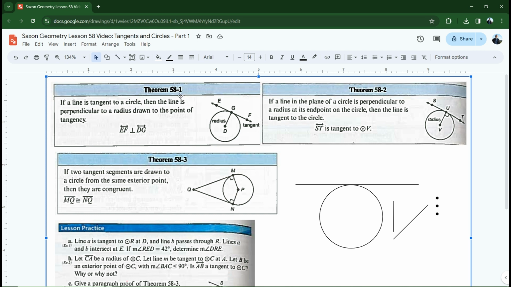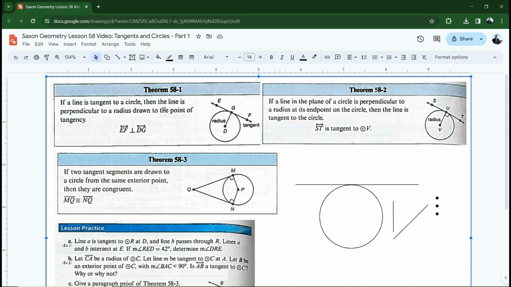That's our first theorem. Let's take a look at our second theorem and see if it's related to that one. If a line in the plane of the circle is perpendicular to a radius drawn to the edge of the circle, its endpoint is on the circle, then the line is tangent to the circle. Wait a second, do those relate to each other? They have the exact same diagram with different letters. Let's see. This is the converse of this.